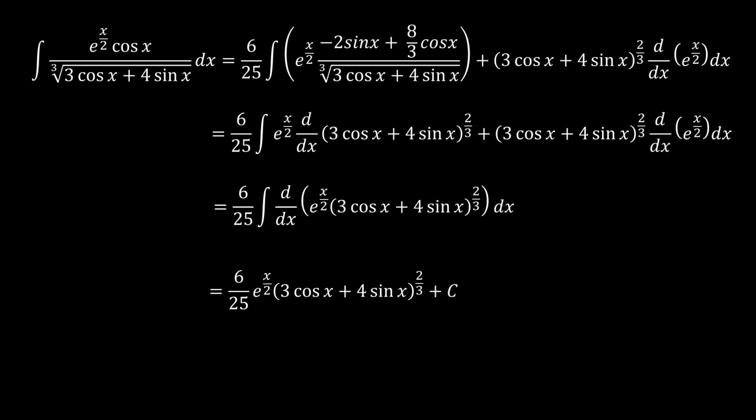So the answer obviously is 6 over 25. When you integrate this derivative, we get 6 over 25 times e to the power x over 2 times 3 cosine x plus 4 sine x to the power 2 over 3 plus the integration constant. And that, my friends, is the answer.